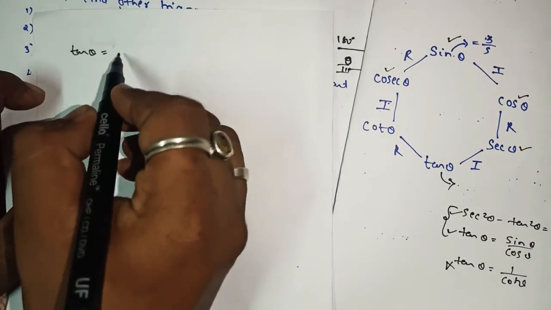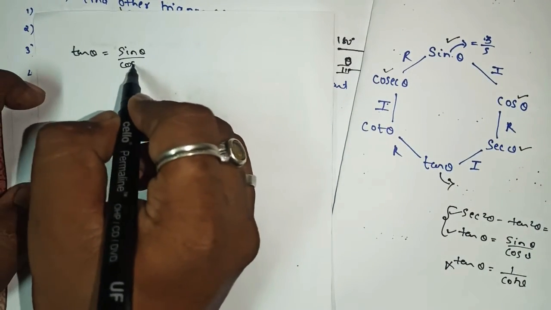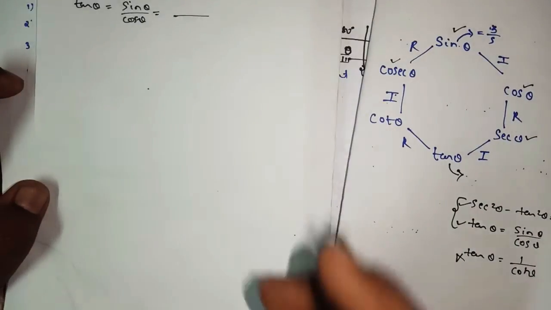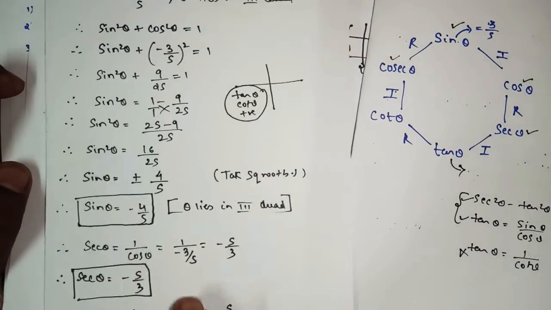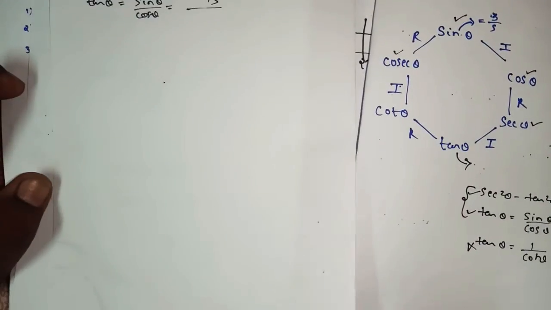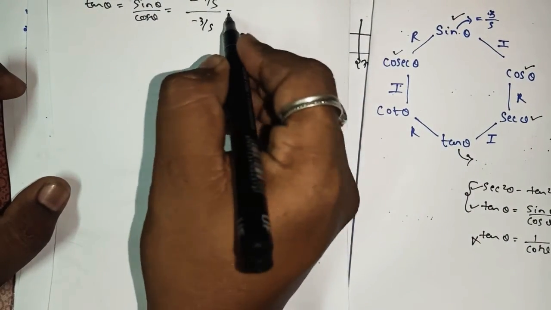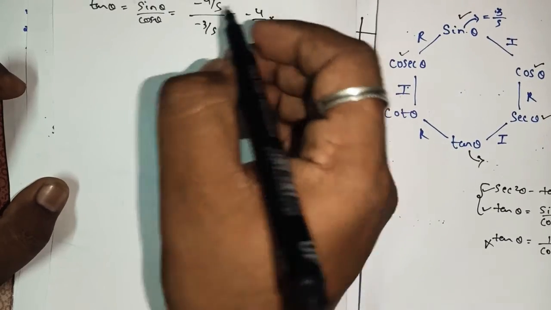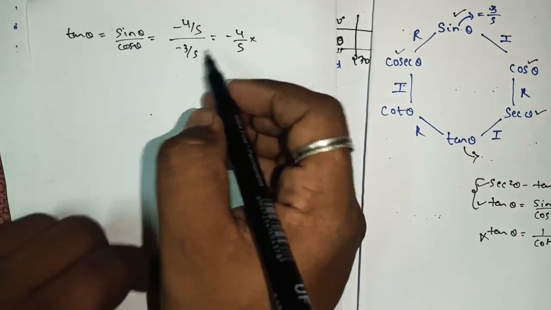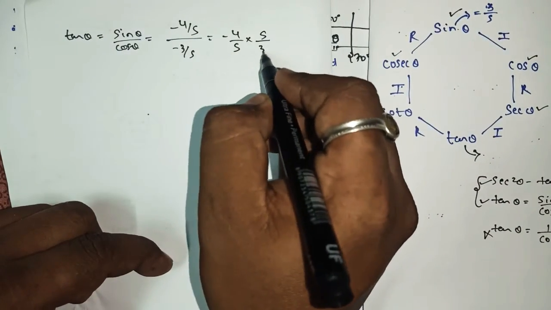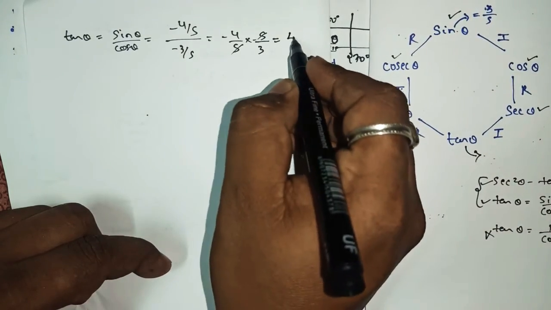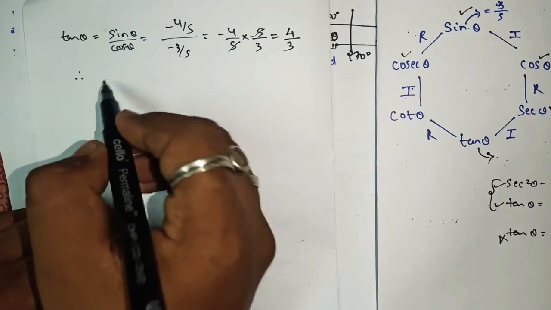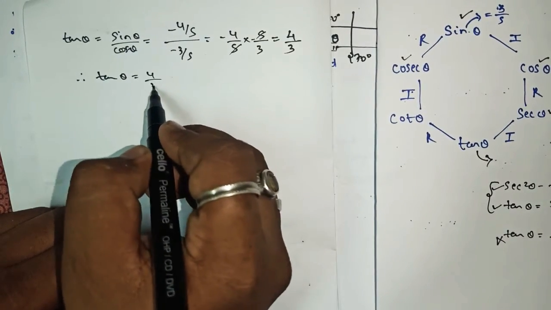Tan theta equals sine theta upon cos theta. Yes or no? So sine theta is what? Minus 4 by 5, and cos theta is what? Minus 3 upon 5. Okay, so minus 4 upon 5 into, as it is in division, so when you do multiplication, it will get reciprocal. So 5 by 3, minus 5 by 3, so 5 will get cancelled, minus into minus will be plus, and here you will be left with 4 by 3. So here the answer for tan we got is 4 by 3.